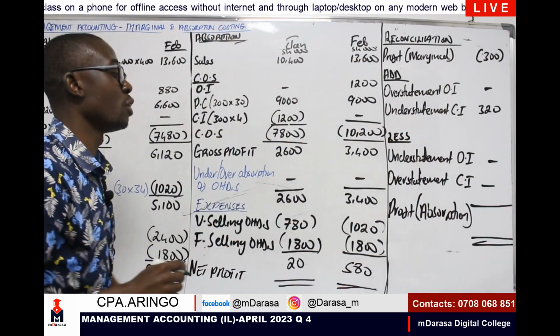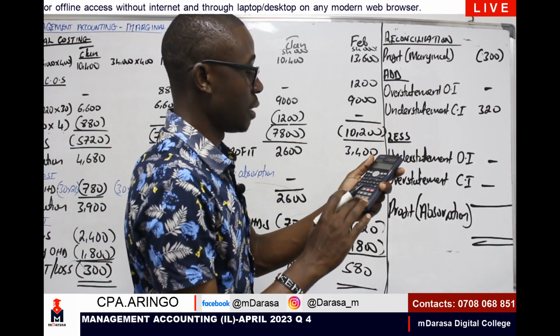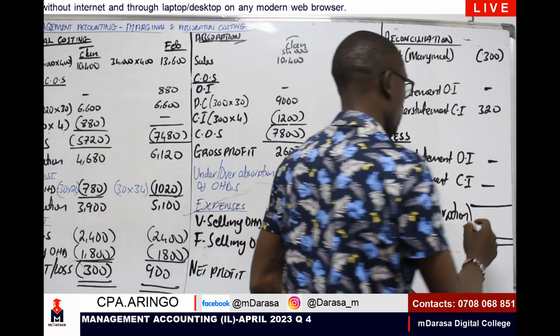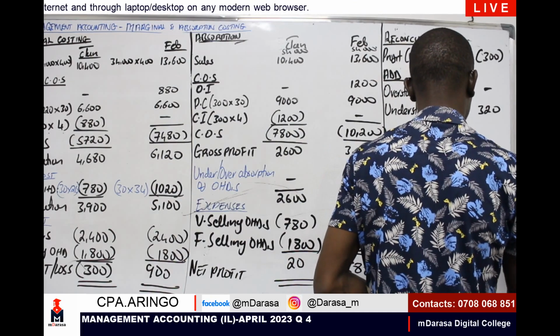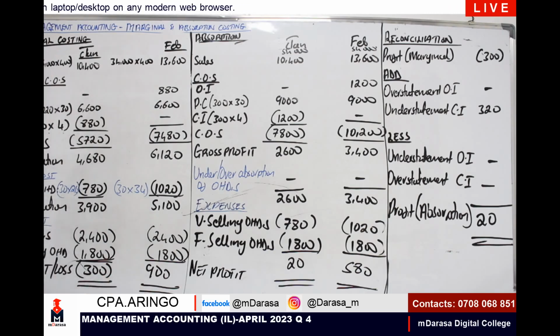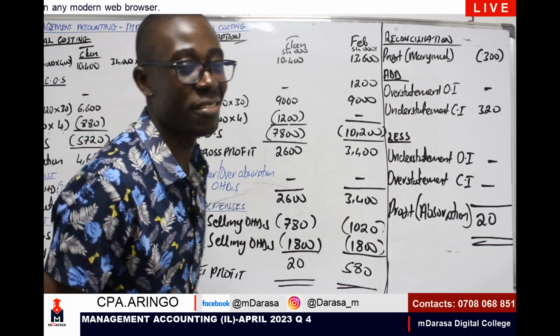So therefore, what will be our profit as per absorption? That will be negative 300 plus 320. So literally I can see it is 20. Is this the same figure that you're having under absorption? You can confirm. This is exactly the same figure that we are having there.